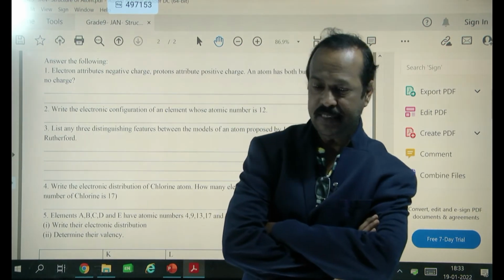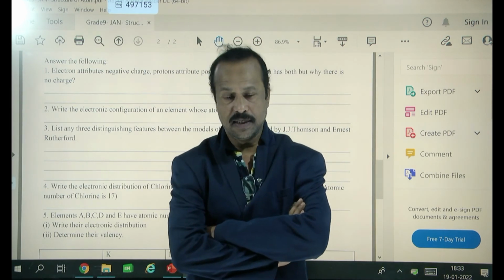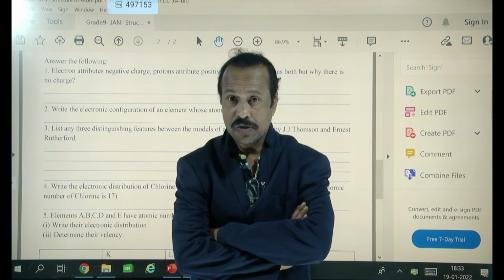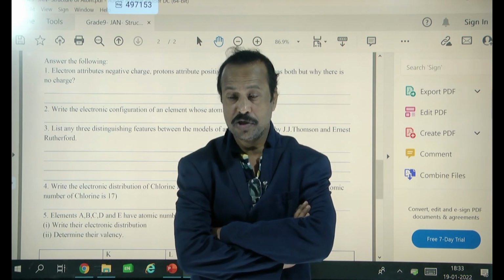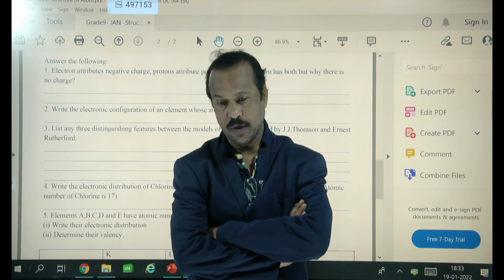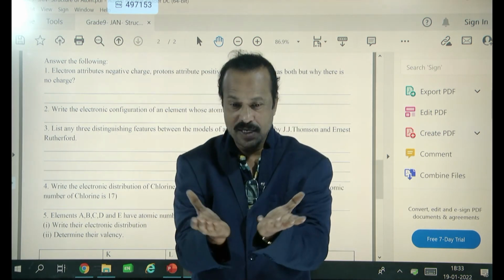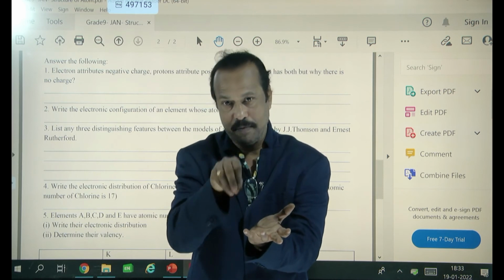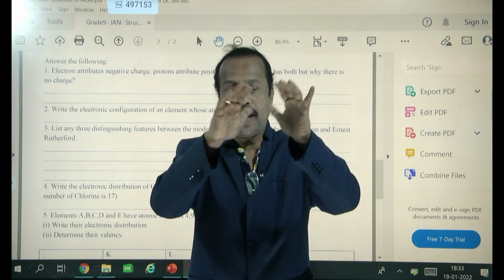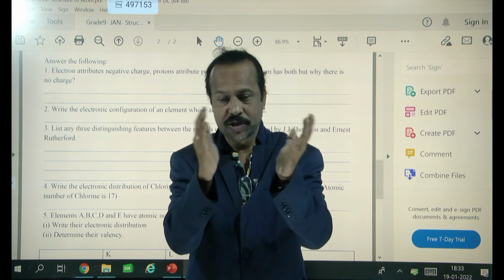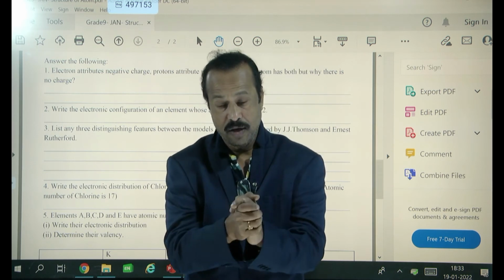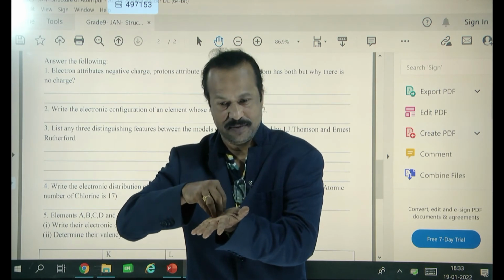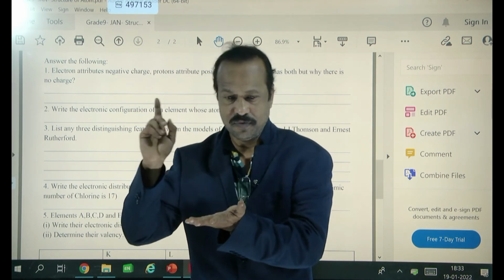Okay. So the first difference is that according to Thomson, the total positive charge is distributed throughout the atom. The atom is nothing but a positive charge sphere in which electrons are embedded. Right. So according to him, the positive charge is totally distributed throughout the atom. But Rutherford said the positive charge is present only in the nucleus. Yes, so that is the first difference.